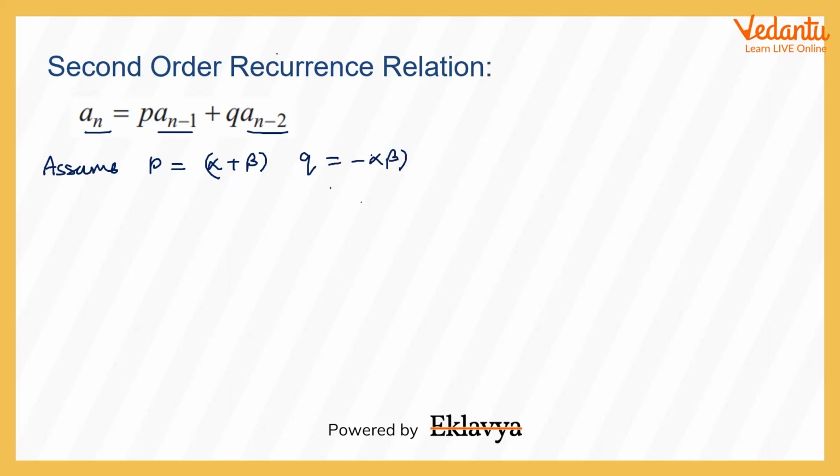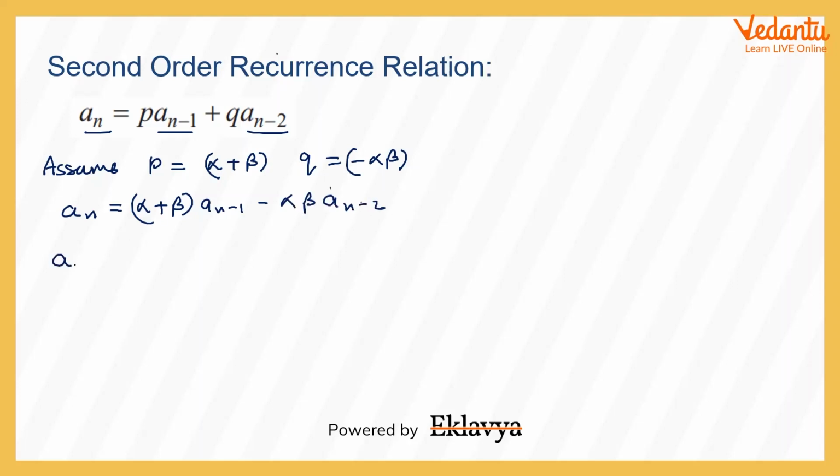In fact, if you remember, such kind of things are done in quadratics. When we split the middle term, we always try to write that middle term as the sum of two numbers whose product is the leading coefficient times the last constant term. That is something that I am trying to do here. So if we can write P and Q successfully as alpha plus beta and minus alpha beta, then this relation will become an is equal to alpha plus beta into an minus 1 minus alpha beta an minus 2.